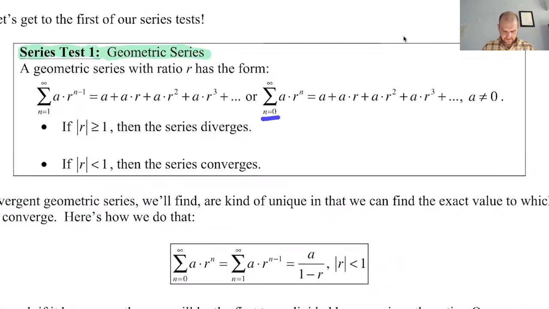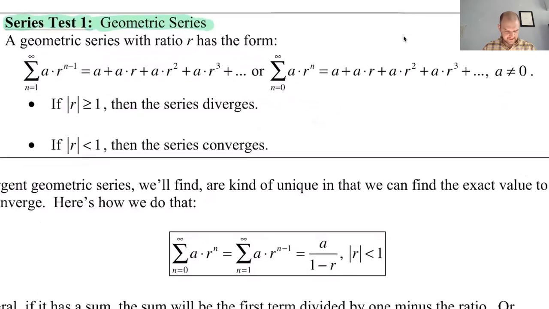If you start at 0, it looks a little simpler, and honestly, in my experience, I think it's the way it's shown more often. So when n is 0, you get r to the 0, which is just going to give you a, which gives you your first term. 0 to infinity, and then you just add them up. Same deal, right? a can't be 0, because if a is 0, you're just adding up 0 over and over again, which is obviously 0. It's not really geometric in that case.